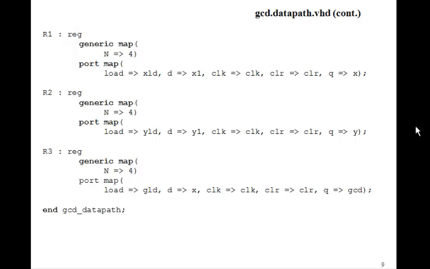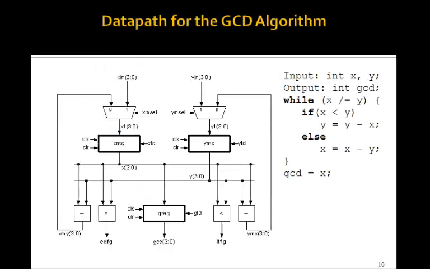And then we have the three registers. We'll use reg, so we get three instances of those. They're all of size 4. The X register, the output will be X, the input will be X1, and the load signal will be X load. For the Y register, the output's Y, input's Y1, load signal is Y load. And for the output register, the output's going to be GCD, the load signal will be G load, and the input will be X. So there's the data path. So that will implement this data path.